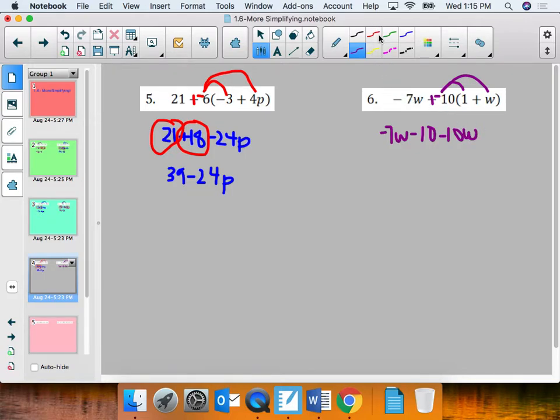So we do have like terms occurring here again. So negative 7w and negative 10w are like terms. When we combine those together, negative 7w minus 10w is going to give us negative 17w. And then we have minus 10.